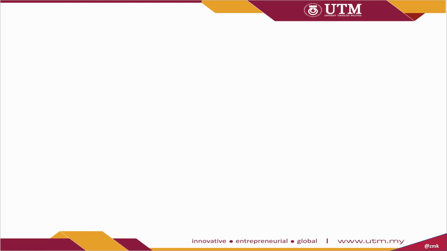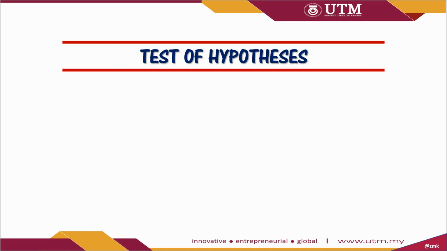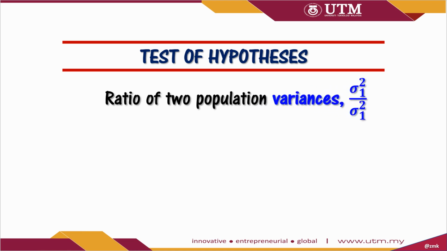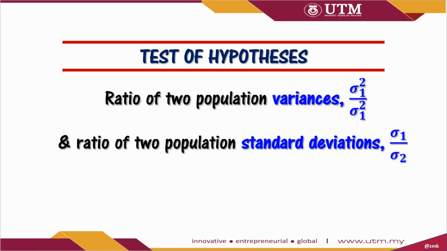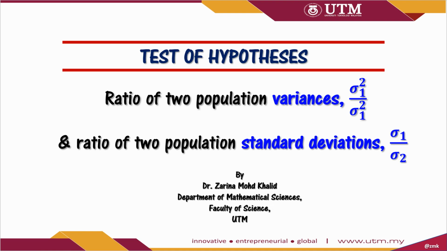In this video, I will share with you Chapter 4 on test of hypothesis, which will focus on the ratio of population variances sigma 1 squared to sigma 2 squared, or on a ratio of two population standard deviations sigma 1 to sigma 2. Let's first look at this topic's learning objectives in the subsequent slide.